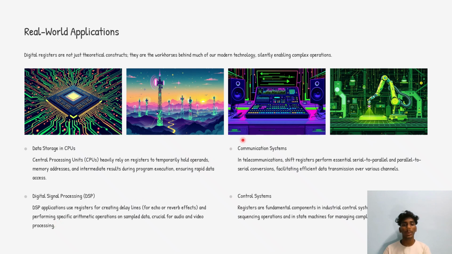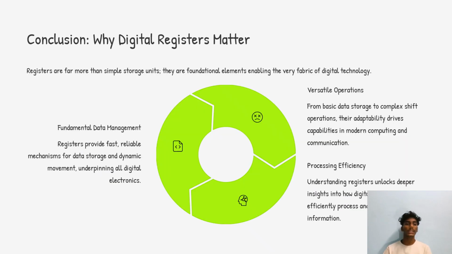And the third one is communication systems. In telecommunications, shift registers perform essential serial to parallel and parallel to serial conversions, facilitating efficient data transmission over various channels. And the fourth one is control systems. Registers are fundamental components in industrial control systems, used in counters for sequencing operations and in state machines for managing complex system behaviors. Let's make a conclusion.